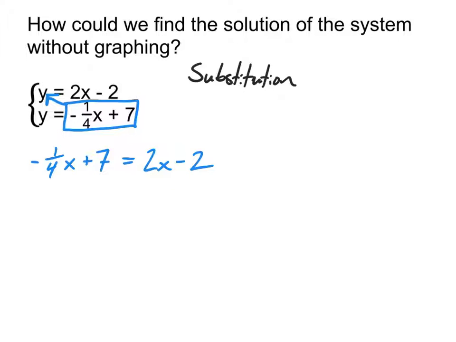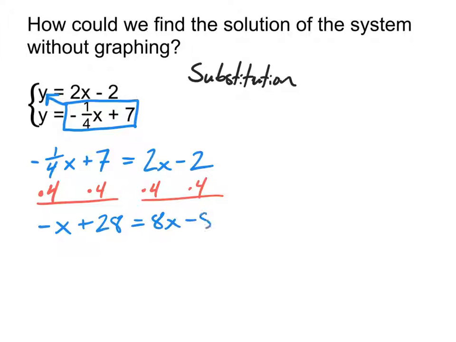Notice that this fraction is 1/4. If I multiply 1/4 by 4, it's no longer going to be a fraction, right? So what I'm going to do is multiply everything on both sides of this equation by 4. And yes, it has to be multiplied by everything on both sides. So if I do that, negative 1/4 x times 4 is negative 1, so that just becomes negative x. Then plus 28 equals 8x minus 8.